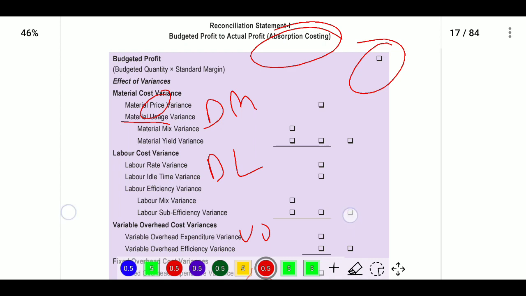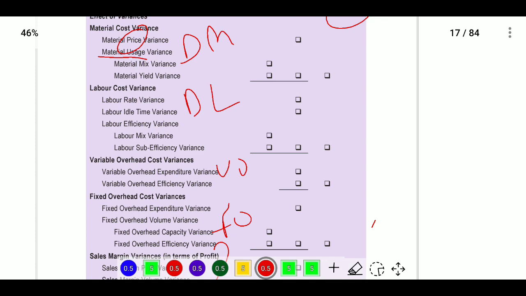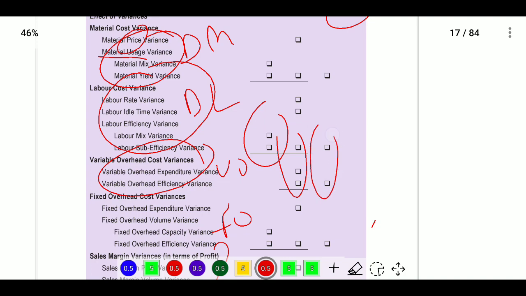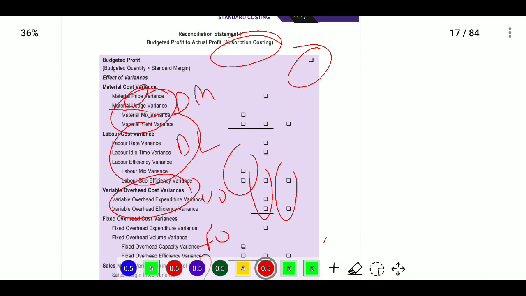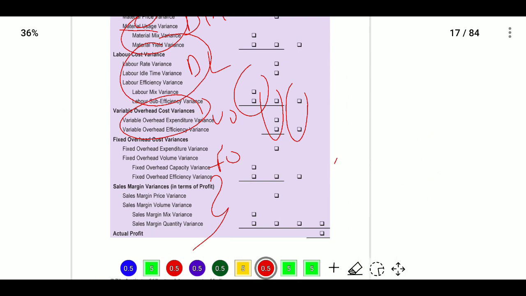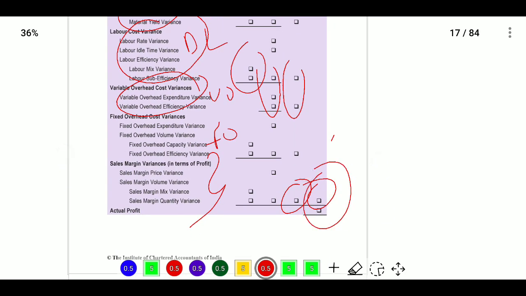Next, labor rate variance, labor idle time variance, labor efficiency variance. For all of these we have formulas, and we will get these values. We will take them here and calculate, and we will see the budgeted profit and the calculated profit. Then from this, going from above to above, we will get the actual profit.